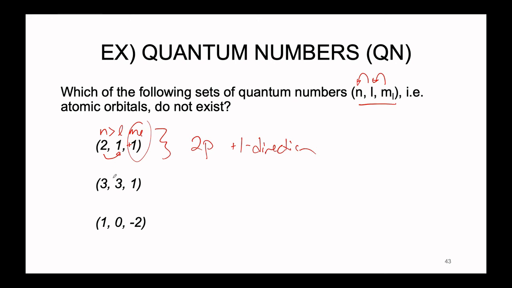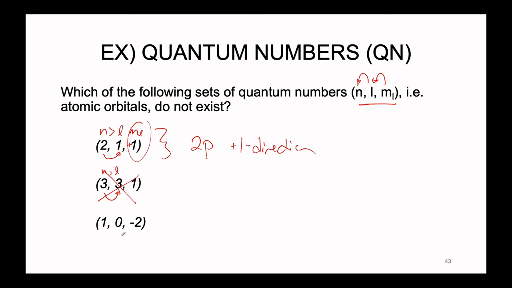All right, next. n must be greater than l, and wouldn't you know it, this first pairing that we're looking at, it looks like our n is equal to l. This cannot exist. This breaks the rules. This is what we call a virtual orbital. We can write it mathematically, but physically it does not exist.